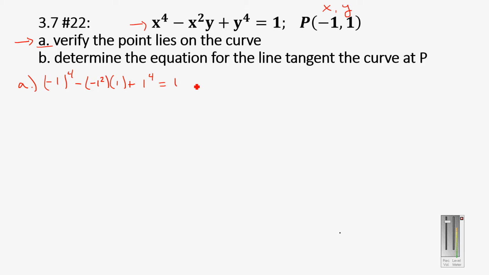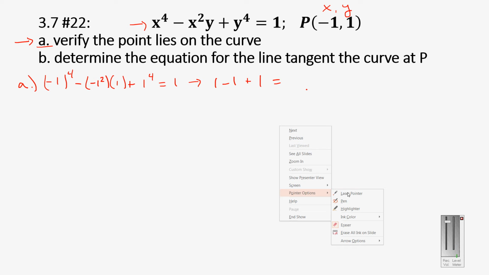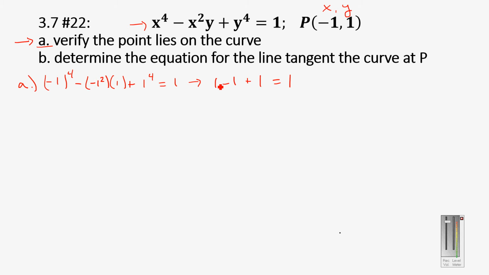Negative 1 to an even power is going to give me just plain 1. Negative 1 squared is 1, times 1 is 1. So that's minus 1. Plus 1 to an even power just becomes 1. Excuse me, I actually did something wrong there. Sorry about that. Pointer options, I don't know why I wrote 0. There we go. We're seeing if it's equal to 1. So the question is, 1 minus 1, 0, plus 1 equals 1. Absolutely. So it's true. Therefore, P lies on the curve. That's a good sign.